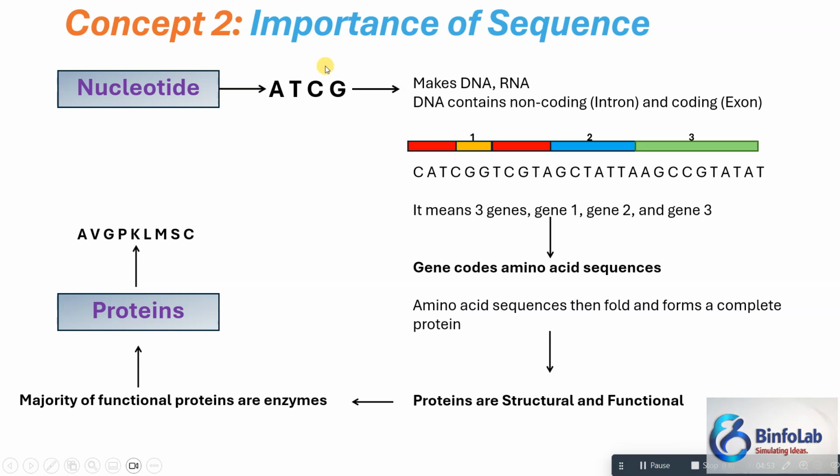Now, here is some concept, I name it concept 2. What is the importance of sequence? So let's start from here. Nucleotide ATCG, where are they found? You will find these kind of characters on a DNA or on RNA. Therefore, I mentioned that ATCG makes DNA or RNA.